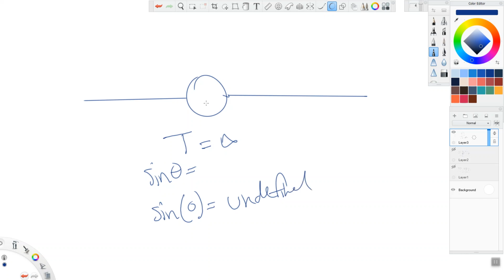So you can't hold anything out perfectly horizontally because the tension would have to be infinity. Another way to see that is that sine of 0 is undefined.